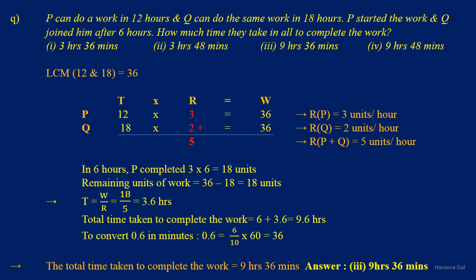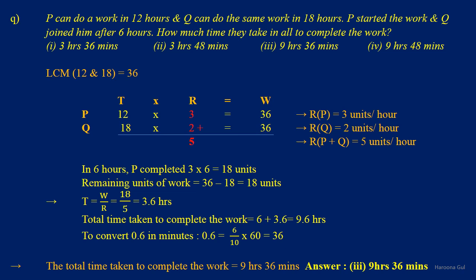Now you see, we will assume the work to be the LCM of 12 and 18 hours, which is equal to 36 units. So W would be 36 units. We know that time into rate is equal to W. Therefore, the rate of P would be 3 units of work done per hour, and that of Q would be 2 units of work done per hour, and their combined rate would be the rate of P plus the rate of Q, which is equal to 5 units per hour.